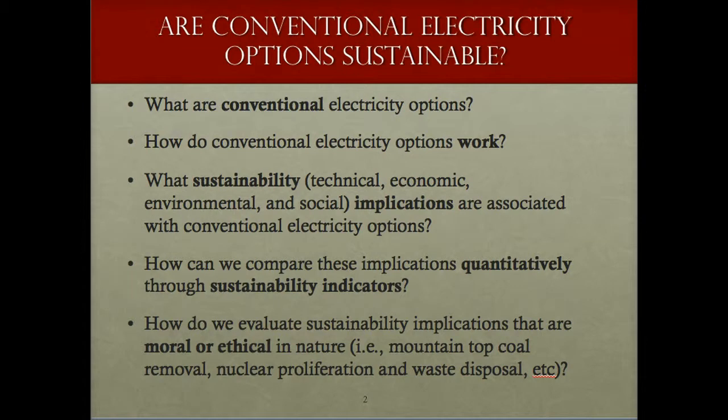What sustainability, technical, economic, environmental, and social implications are associated with conventional electricity options? How can we compare these implications quantitatively through sustainability indicators? How do we evaluate sustainability implications that are moral or ethical in nature? For example, mountaintop coal removal, nuclear proliferation and waste disposal, etc.